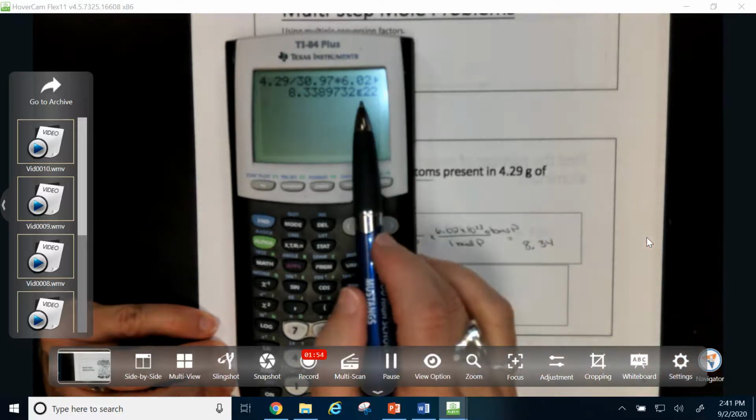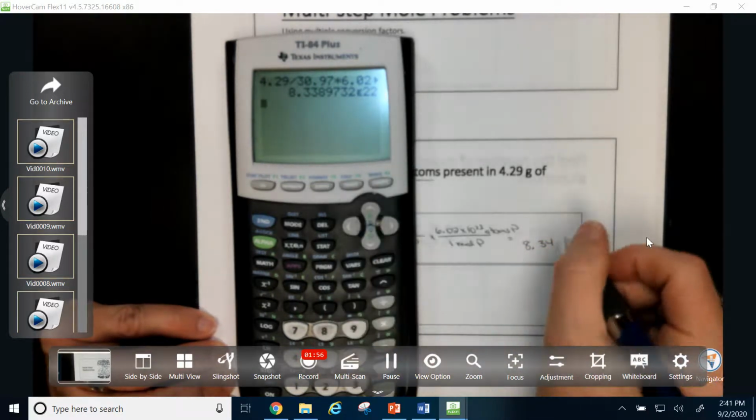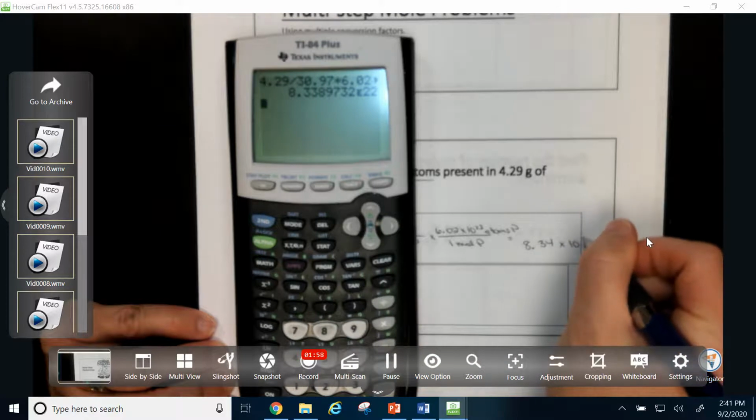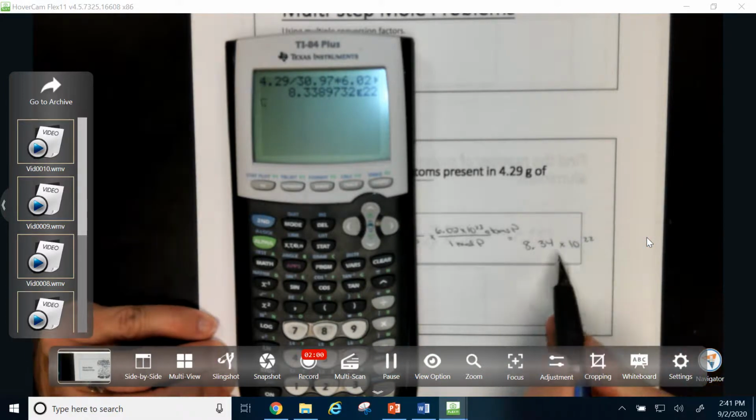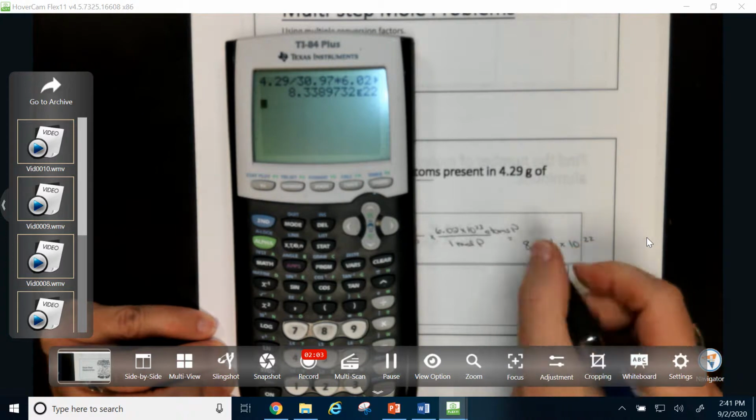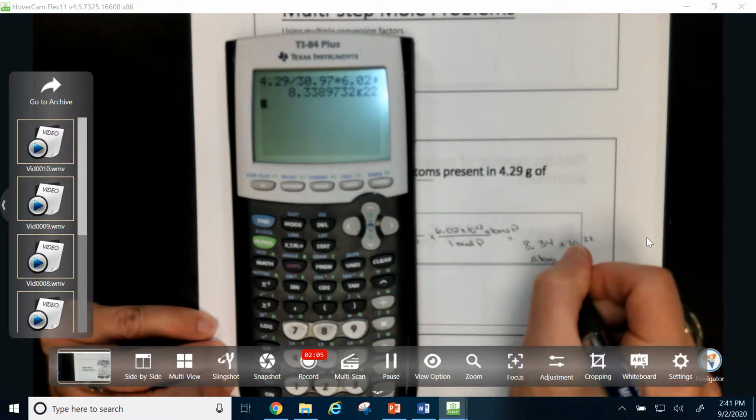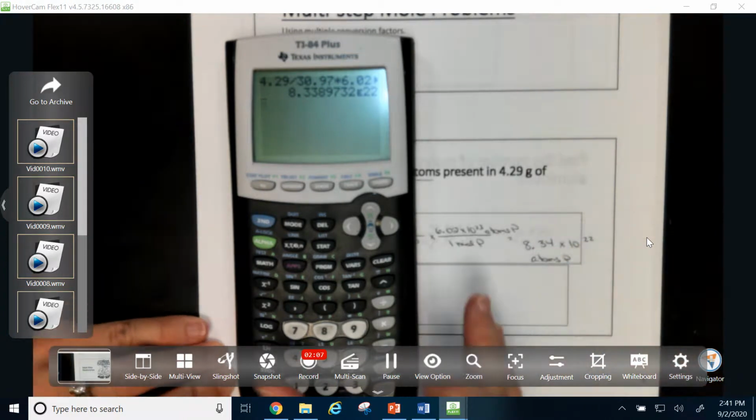Notice though, there's an EE in my answer. So that means times 10 to the number behind that is my exponent. 8.34 times 10 to the 22nd atoms of P. Alright?